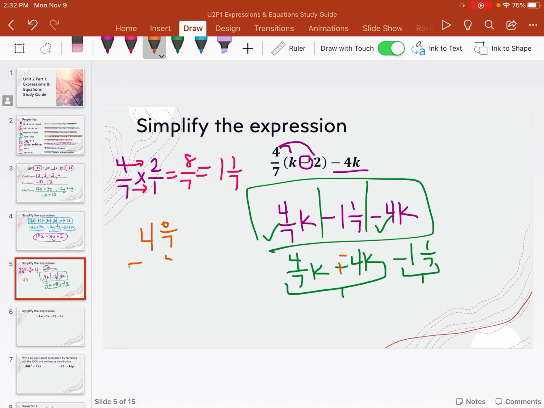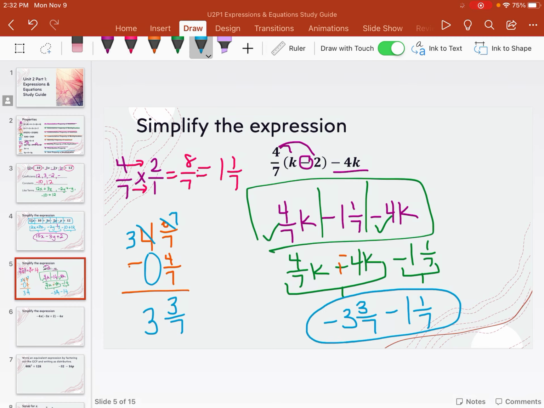So borrow from the 4 becomes a 3. Remember, 1 whole in this situation is equal to 7/7. So this 0 is becoming 7/7. And then I can subtract. So 7/7 minus 4/7 is 3/7. 3 minus 0 is 3. And then keep the sign of the larger number, which was this negative 4. So negative 3 and 3/7 minus 1 and 1/7. Oh, and don't forget your k. Whoopsies.